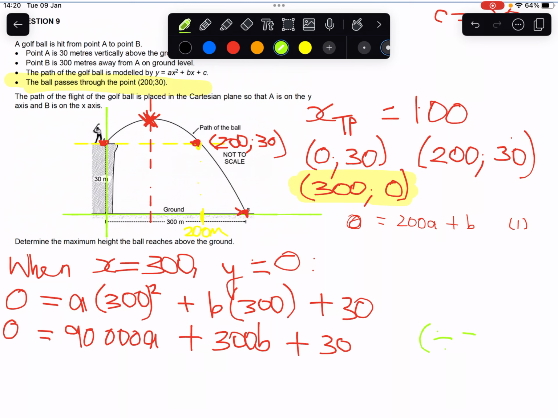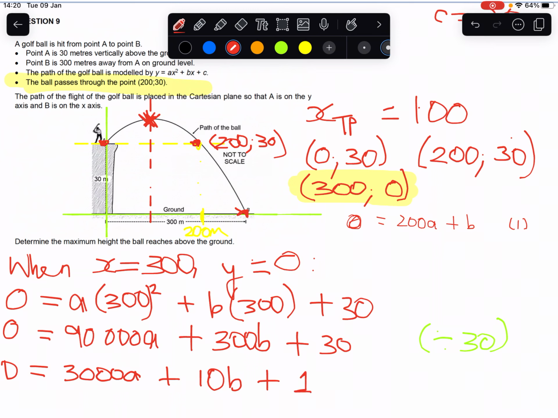So a nice common factor that we can divide by, just to make our numbers a bit smaller, is 30. So 0 divided by 30 is just 0. And 90,000 divided by 30 will be 3,000A. This one will become 10B. And this one will become 1. Right? And then just so that this equation can look something like this one, right? I'm going to minus 1 on both sides so that we have something A plus something B is equal to some number.